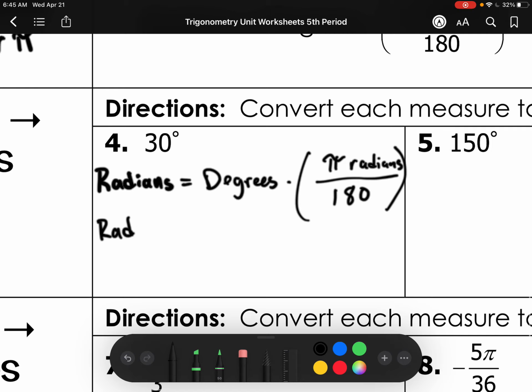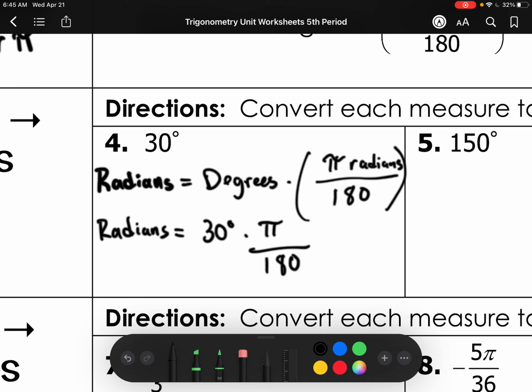So radians equals, the degrees that we have is 30 degrees, right? So 30 degrees times pi radians over, well, we can just write pi instead of pi radians, so pi over 180. So the radians is going to be equal to 30 degrees times pi over 180.